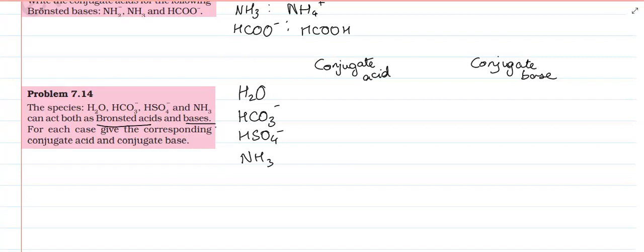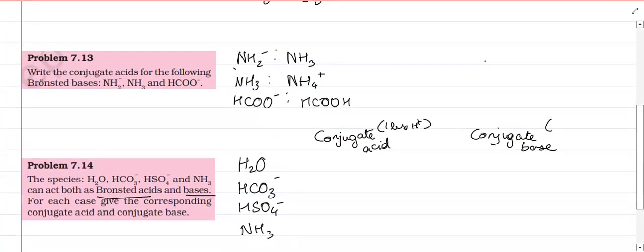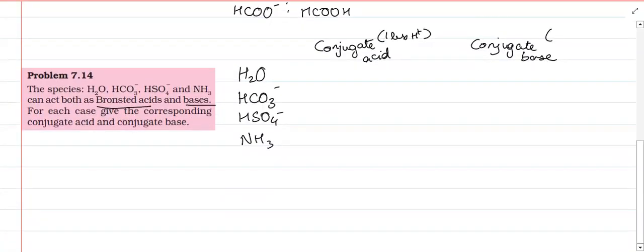For the conjugate acid, they will have one less proton. In case of a conjugate base, they will have, oh, I got it the other way around, didn't I? So for a conjugate acid, let's erase this really quick. Okay. So for a conjugate acid, it's going to have one extra H plus. In case of a conjugate base, one less H plus.